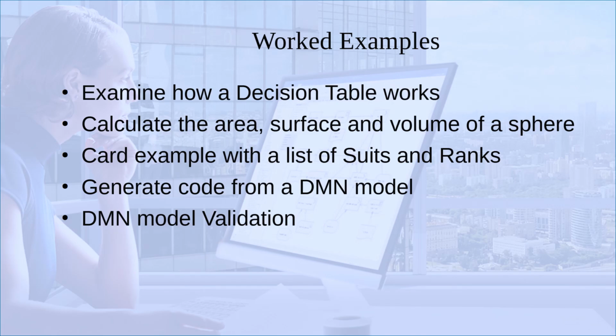In order to showcase how to make smarter business decisions, we're going to look at a few worked examples in Enterprise Architect. These include examining how a decision table works. We're going to calculate the area, surface, and volume of a sphere. We're going to look at a card example with a list of suits and ranks. We're going to generate code from a DMN model. And we're going to look at DMN model validation.